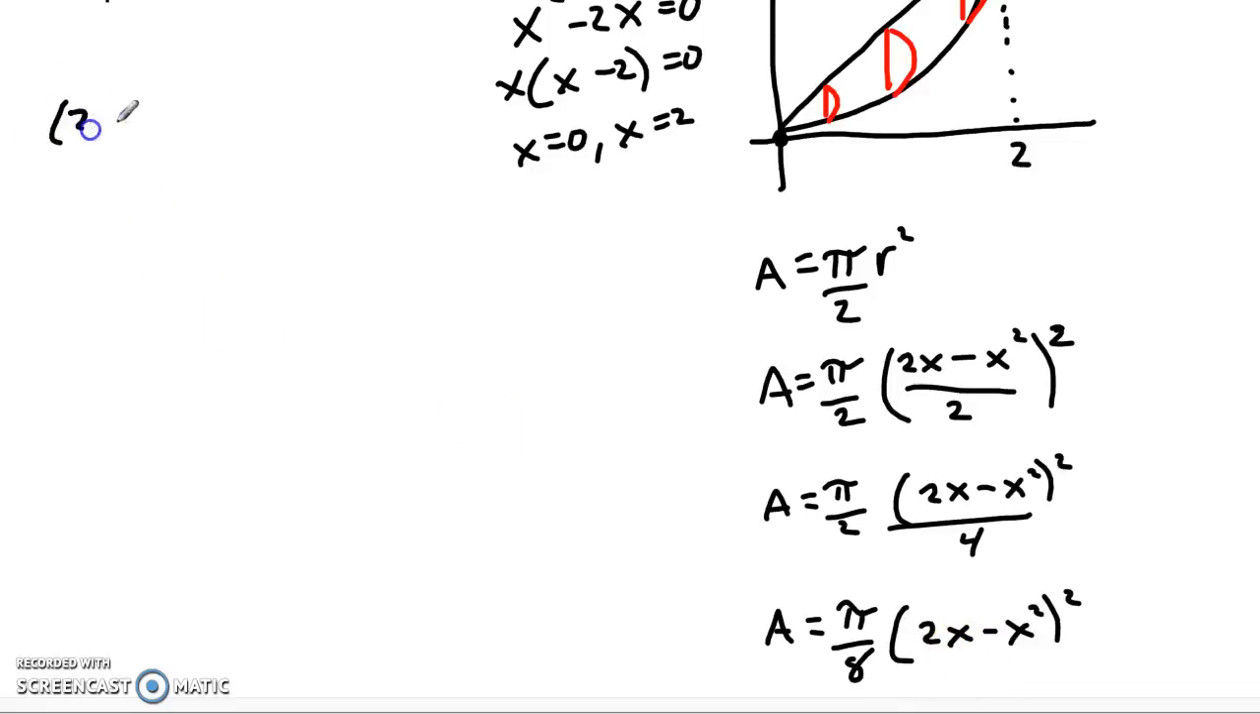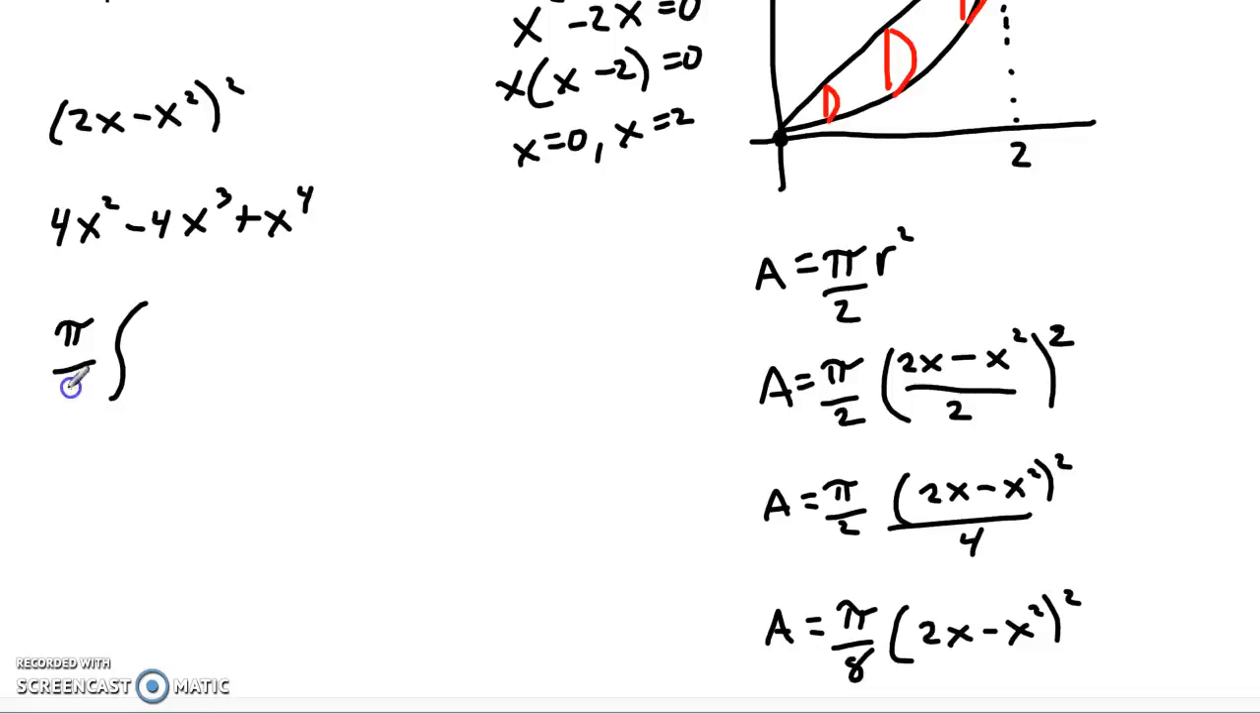So 2x minus x squared itself squared. That's going to be, let's see, we've got 4x squared minus 2x cubed minus another 2x cubed, so minus 4x cubed plus x to the fourth. Right? So that's that binomial squared, which means when we set up to integrate, we're going to be integrating pi over 8 times the integral of that.